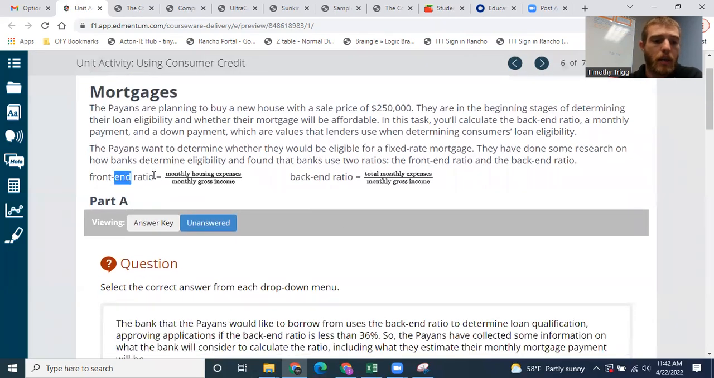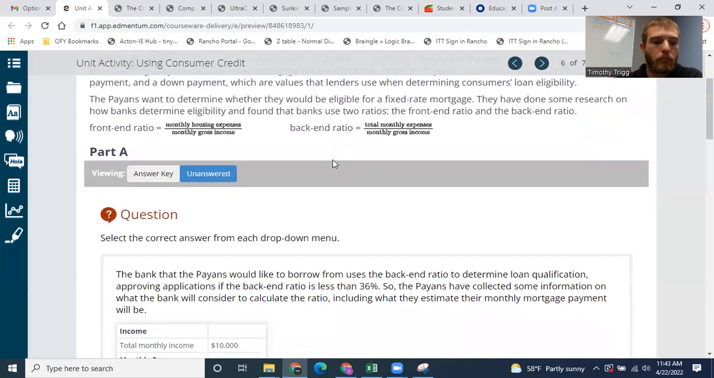You can see the front end ratio here is your monthly housing expenses divided by your monthly gross income. Okay, so this is whatever you're going to pay on your mortgage, divided by whatever money you bring in, your income. The back end ratio has to do with your total monthly expenses. So not just your housing expenses, but all of your expenses having to do with car loans and insurance and all your monthly expenses divided by your gross income. Okay, so these are important ratios to see if you're going to be able to pay off your mortgage, pay off your house loan.